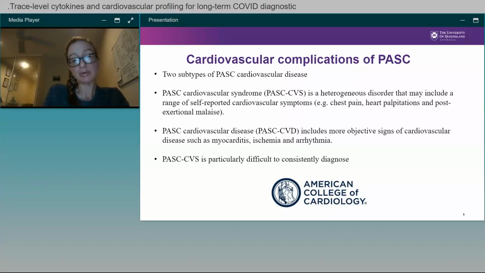The other subtype of cardiovascular long COVID is what they've coined PASC-CVD, and this one includes more objective signs of cardiovascular disease, such as myocarditis, ischemia, and arrhythmia. Now, obviously, PASC-CVS is much harder to diagnose because this is really dependent on self-reporting and patient-reported symptoms. So this is something that we wanted to focus on.